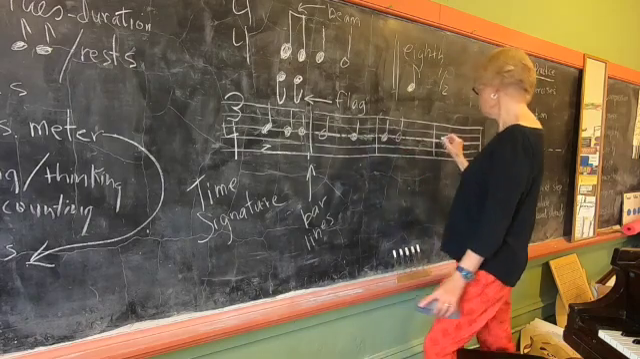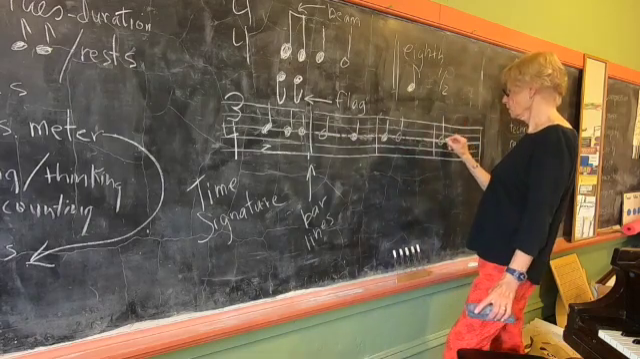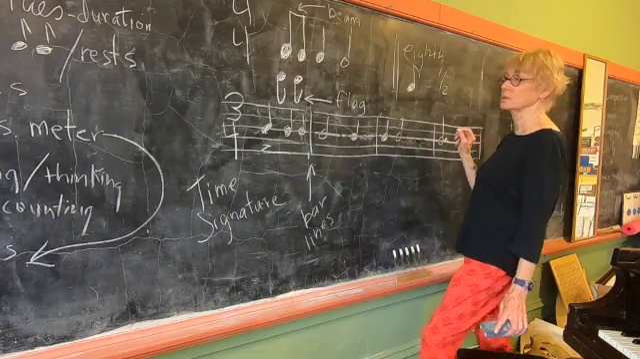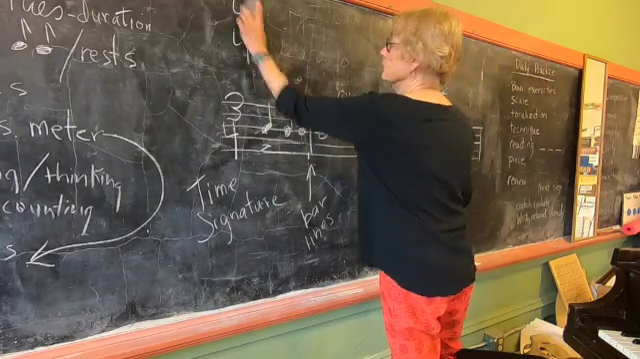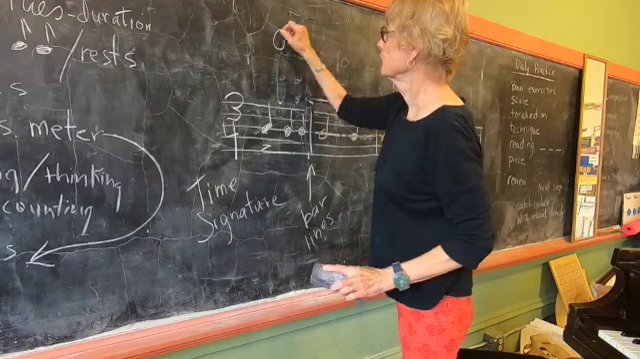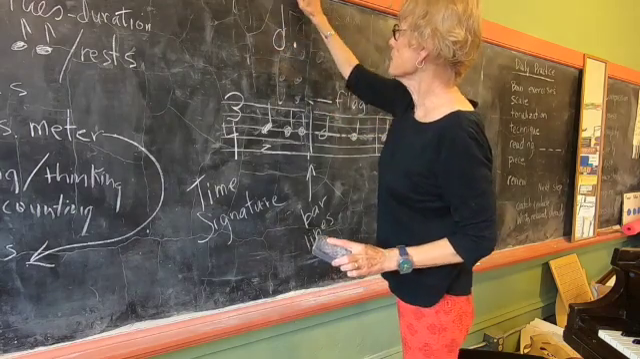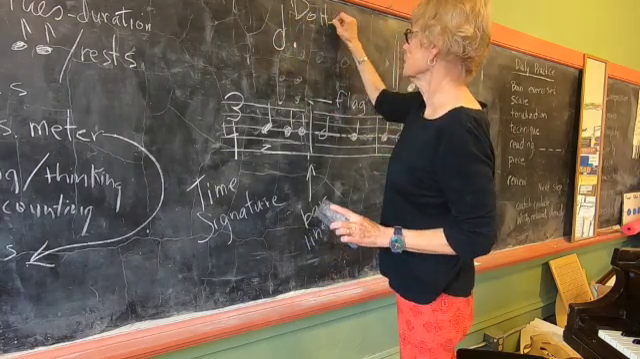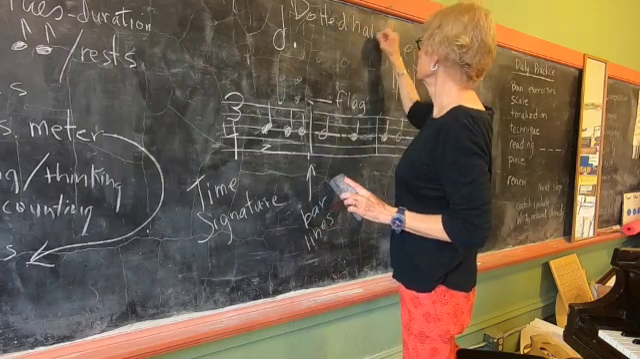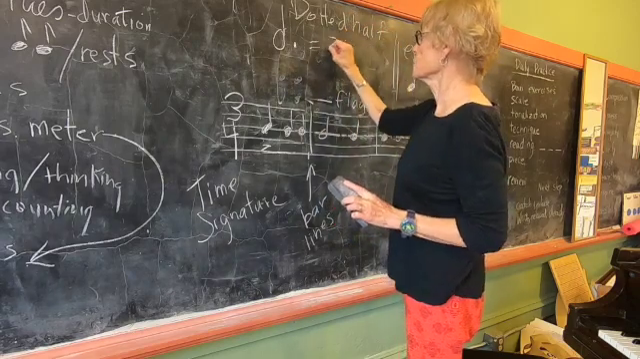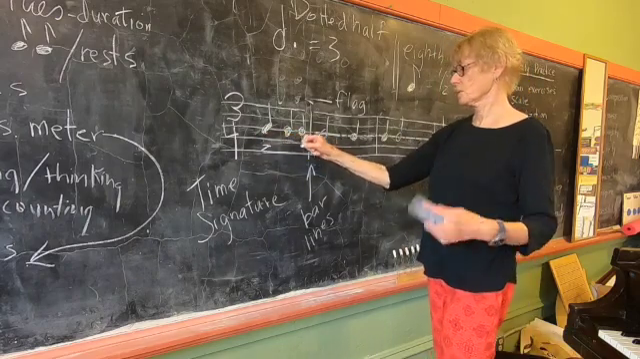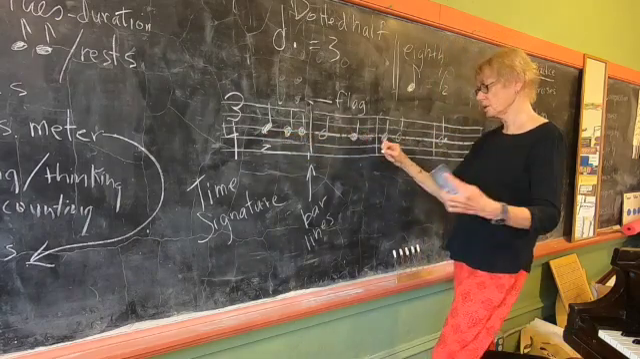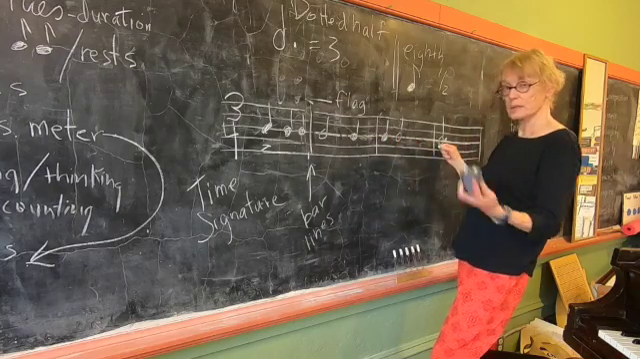I'm going to add one new note, which is the dotted half note. Half note with a dot, it's called a dotted half, and that equals 3. 1, 2, 3. 1, 2, 3.